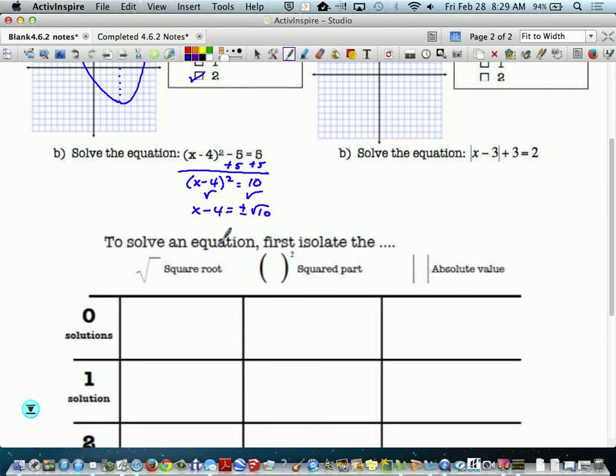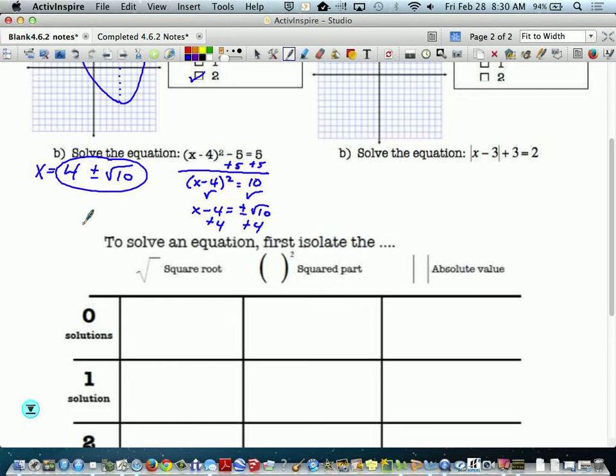What do you have to do next? Add 4 to both sides. So what we end up with is 4 plus or minus the square root of 10. That's when you leave your answer plus or minus. Because the square root of 10 is not a nice number, but it's what you call an exact value. Typically in math, we want exact values. There's no simplifying that can be done.